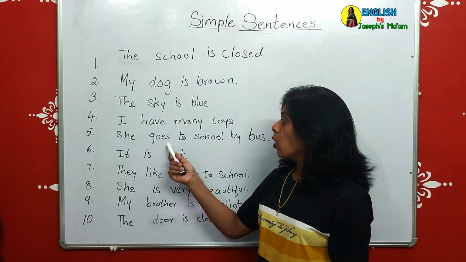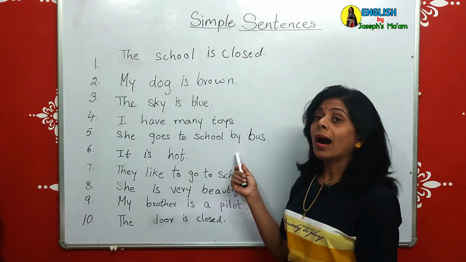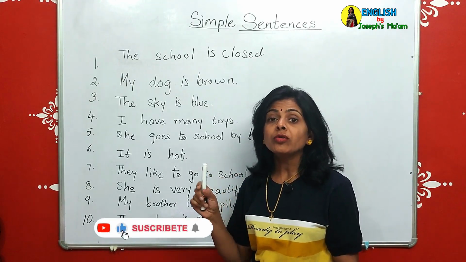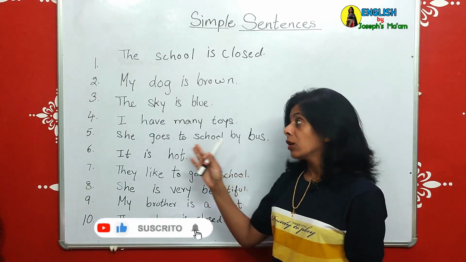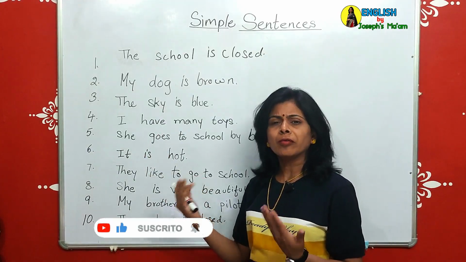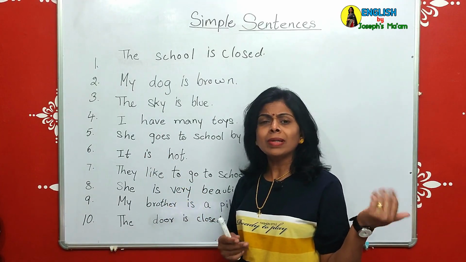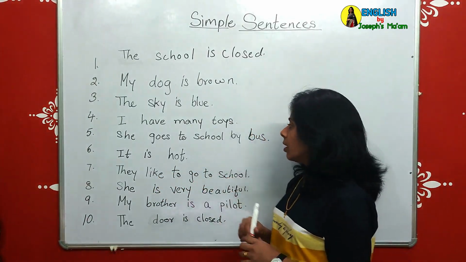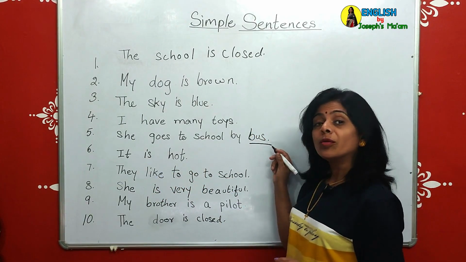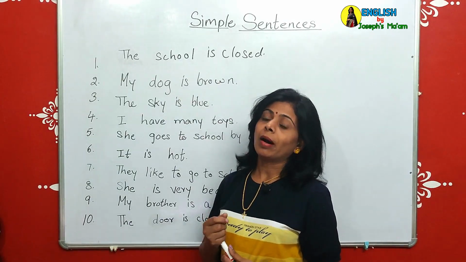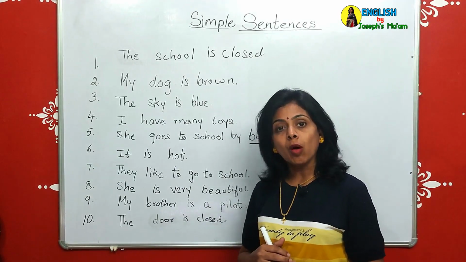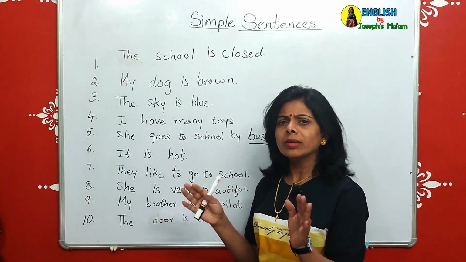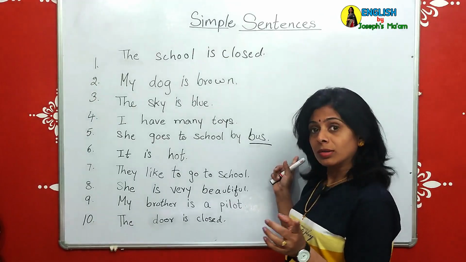She goes to school by bus. Now she, here you are talking about your friend. वो तो स्कूल बस से जाती है, वो तो साइकिल से जाती है. So here it is bus. You can add by bicycle, by car, by walk, by auto. You can make any other sentences with these words.